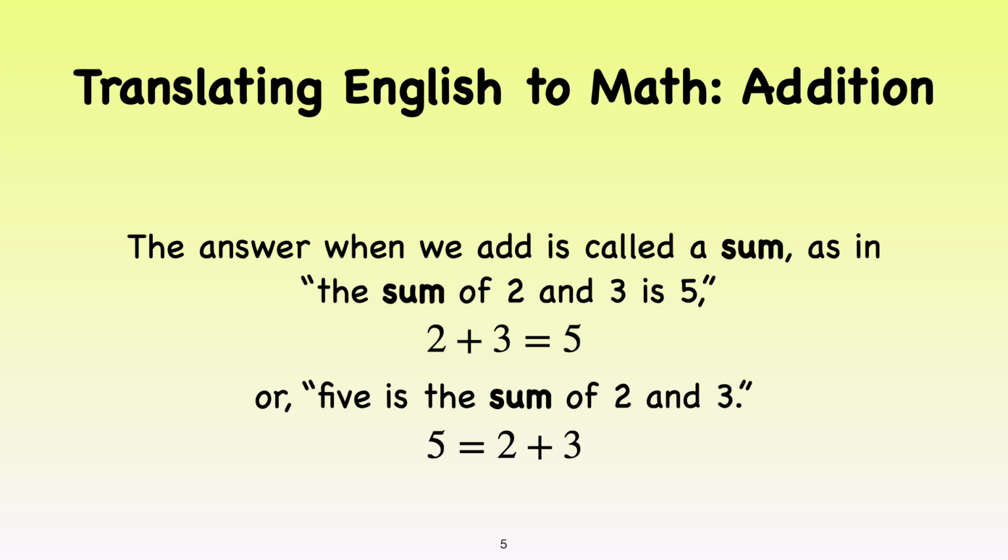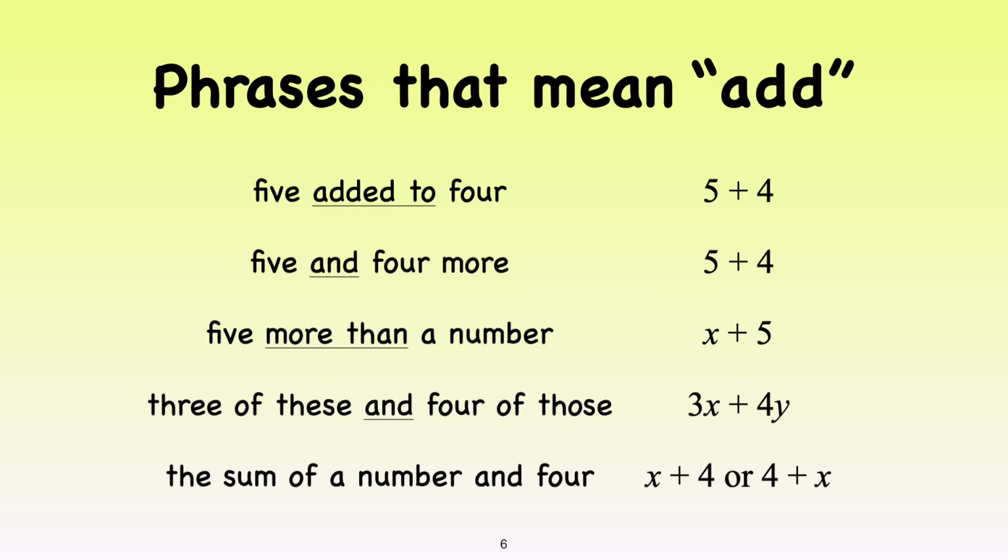You'll notice that the order of words in math is sometimes different than the order of words in English. This is a problem in translation between any two languages, and algebra is very much a language with different grammar than English. Here are some phrases that mean to add things together. Look for the underlined words. 5 added to 4 would be 5 plus 4. 5 and 4 more. And means add.